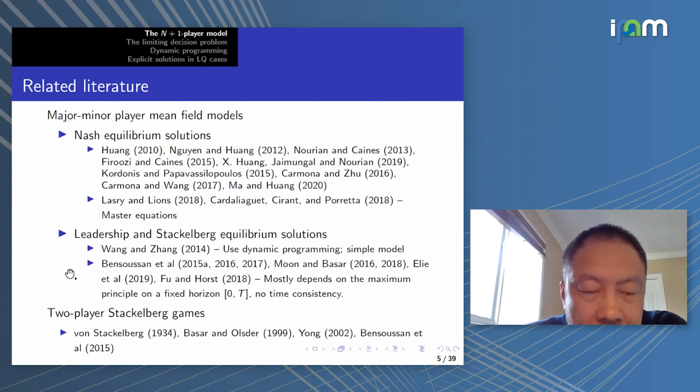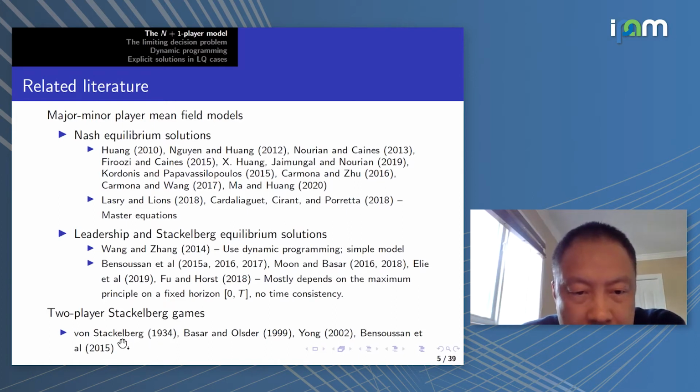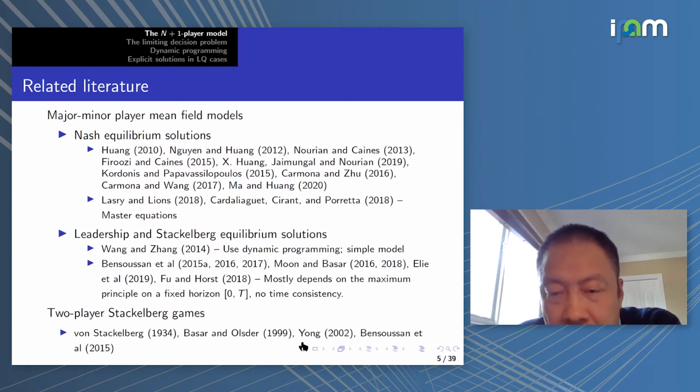Also, for the traditional literature on Stackelberg games, I will mention the starting point by Stackelberg, and also the classic textbook by Bashar and Oyster, and also some recent papers by Yung and Susan. They consider stochastic modeling and the Stackelberg equilibrium characterized by the stochastic maximum principle.